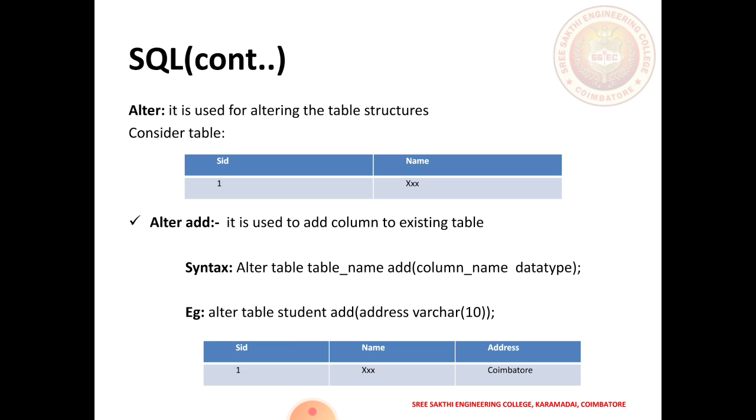For example, the first table contains two fields, SID and name, where SID is student ID and name is student name. When we perform the alter add, we are adding a new column called address. The syntax for alter add is alter table, table name, add. Inside the bracket, we have to give the newly added column. In our example, the table name is student, and we are adding the new column called address.